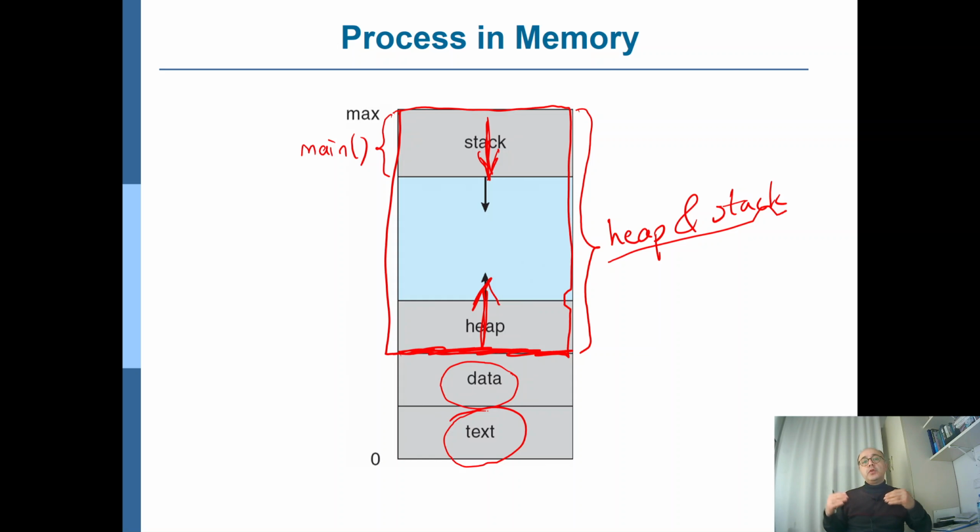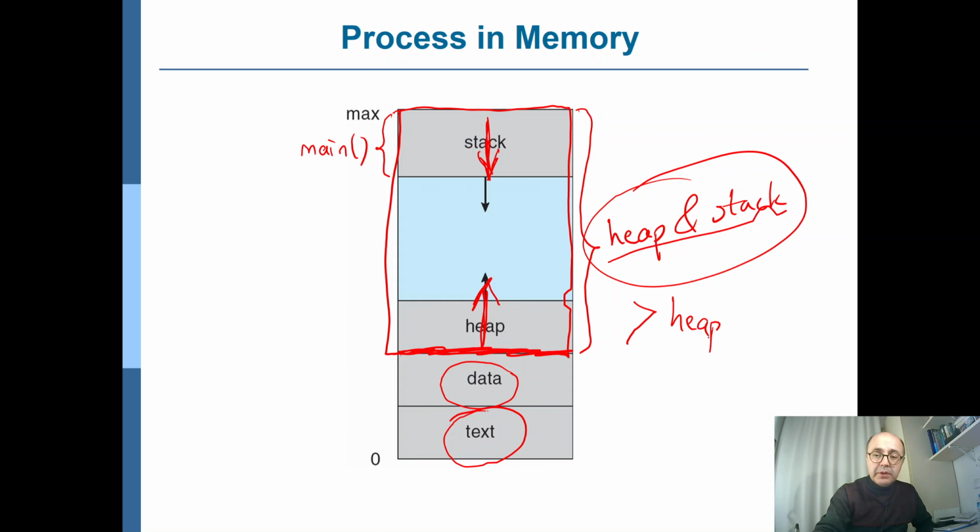Similarly, the heap also grows and shrinks. When you allocate memory, you take space from the memory, from the heap. When you free a previously allocated memory block, then the heap shrinks this way. So throughout the lifetime of the process, the heap and the stack grow. Now, as long as this allocated space is greater than the size of the heap plus the size of the stack, then there's no problem.